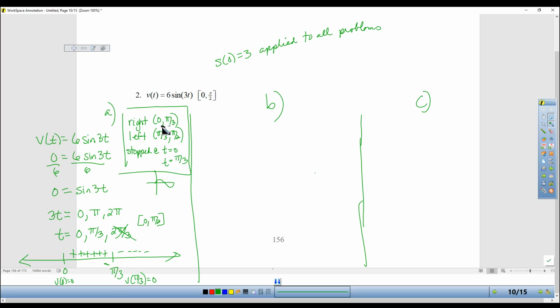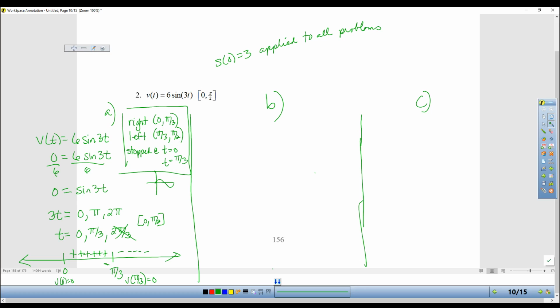By the way, notice I'm using open parentheses. I'm not bothering with brackets. It doesn't really matter because right at pi thirds, it's not moving left or right. It's stopped right at that moment. So the parentheses are fine.